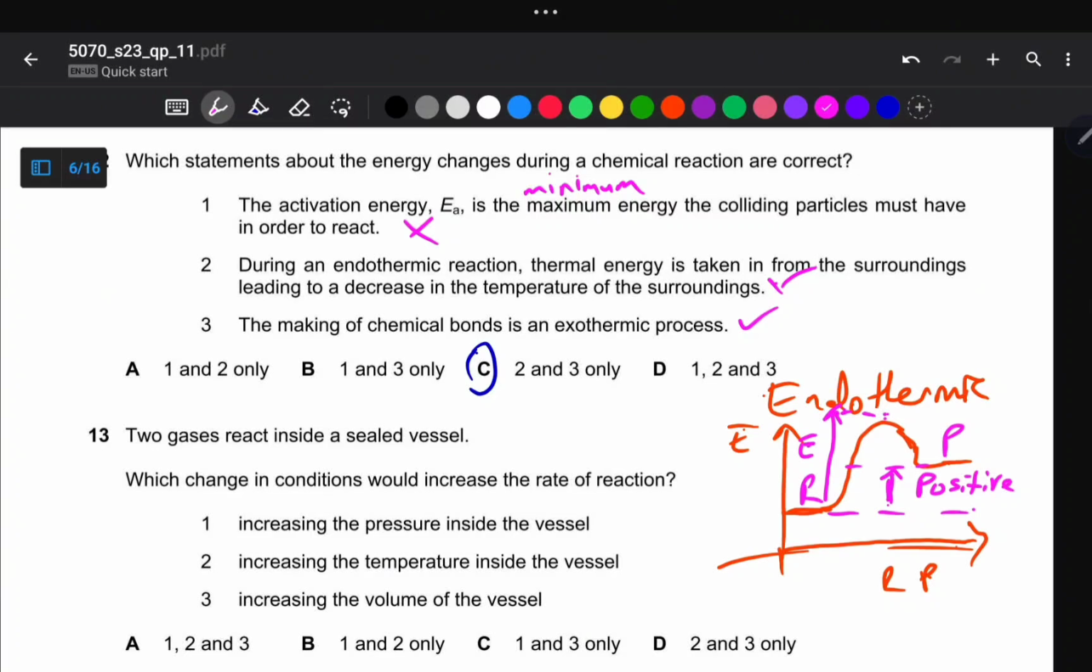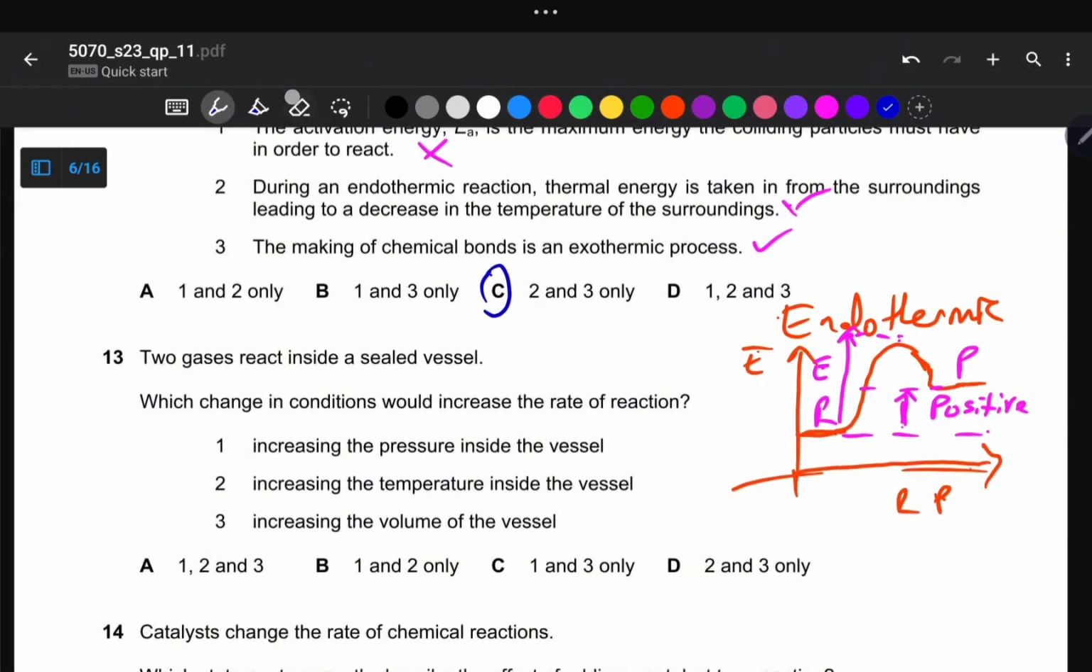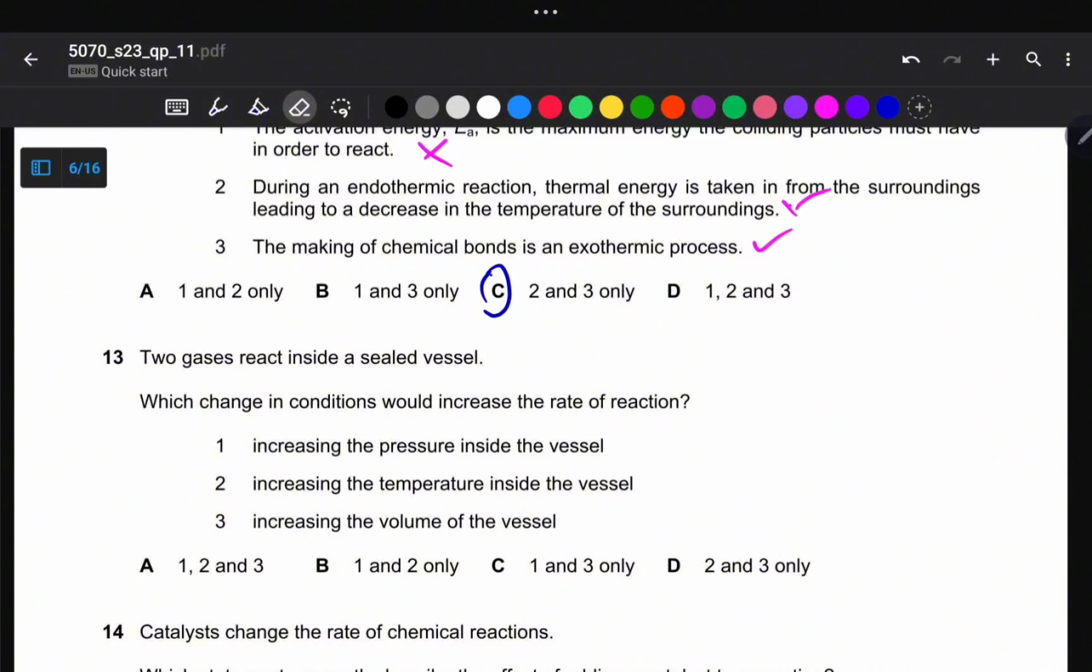So for multiple choice questions, you only need to know how to label this diagram, where the product is, where the reactant is, and also to label the activation energy, right? And I assure you that we are going to ace your exams if you stick to the rules I give to you, right?